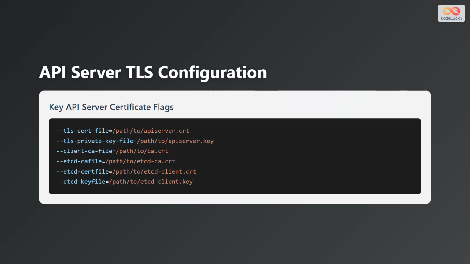Let's examine how to configure TLS for the API server. The API server requires several certificate-related flags. The tls-cert-file flag specifies the server certificate, while tls-private-key-file points to the corresponding private key. The client-ca-file flag indicates the CA certificate used to verify client certificates. For communication with etcd, we use etcd-cafile for the etcd CA certificate, etcd-certfile for the client certificate, and etcd-keyfile for the client private key. These flags ensure secure, authenticated communication between the API server and both clients and etcd.